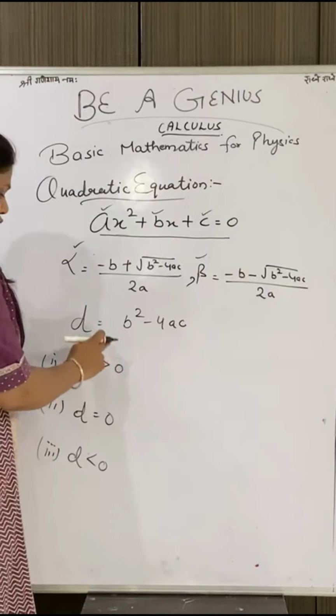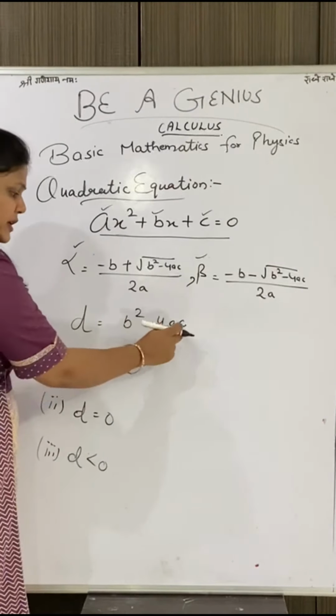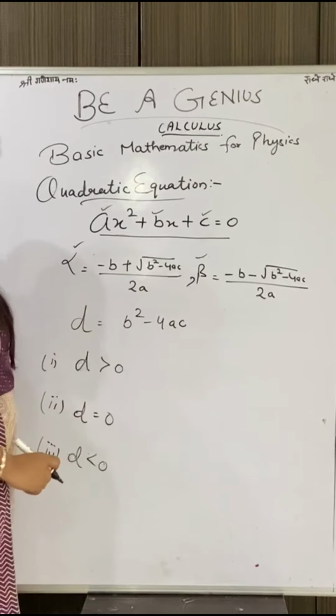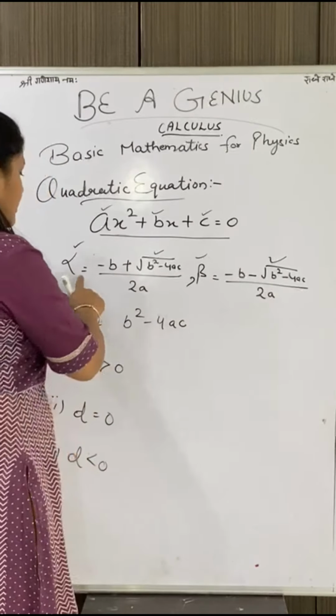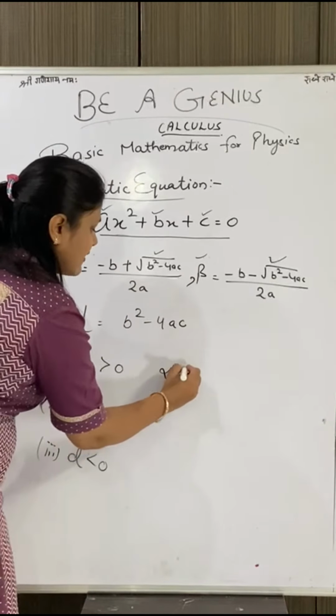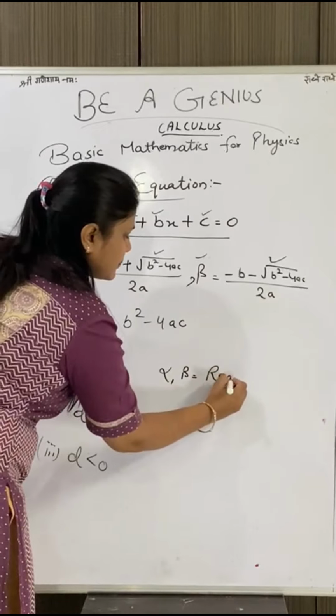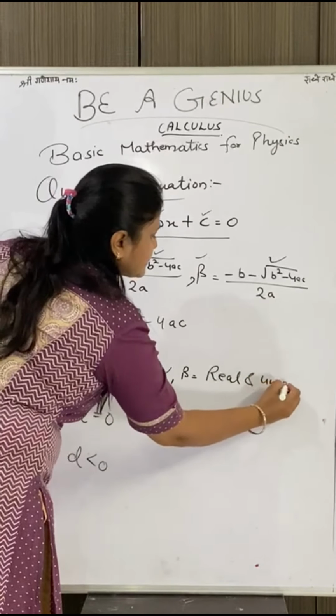When D is greater than 0, when we solve this b square minus 4ac, the value comes out greater than 0. That means the under root factor is positive. That means our roots alpha and beta are real and unequal.